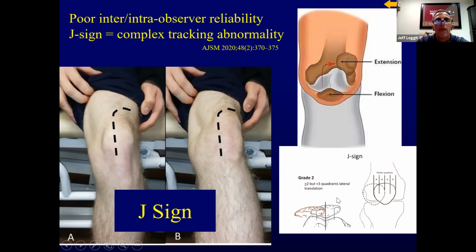It turns out that a recent study showed that there really is poor intra-observer reliability. And even if you do see this, it's more than just this lateral movement. It's really a complex abnormality. I will tell you, though, that if you've ever seen a J sign, you'll never forget it. But it may oversimplify the process. And even if you don't see it, it doesn't mean there aren't some tracking abnormalities happening.